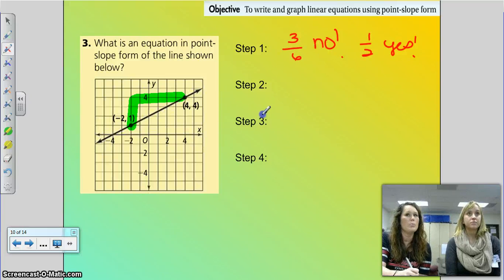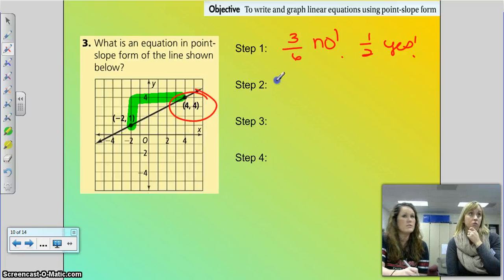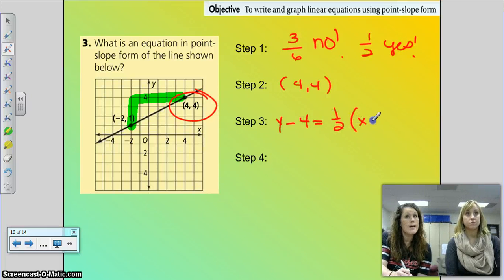Okay, so I've got my slope. Step 2 was find a point or pick a point. I have 2 points already labeled. I want to do these. Don't you think that's easier? So I'm going to use 4, 4. We can even probably combine some of these steps. We're going to put it into point-slope form. So y minus y1, so that's y minus 4 equals my slope of a half times the quantity of x minus x1. My x is 4.